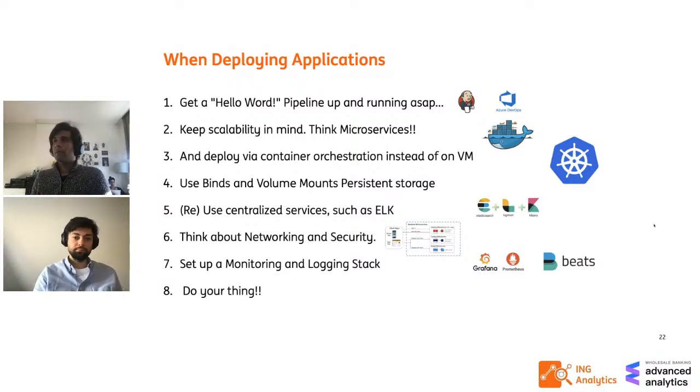First and foremost, we really urge everyone who is looking for this kind of development to get a Hello World app running as soon as possible, using some kind of Jenkins or Azure DevOps pipelines, whichever is running in the organization or is of your preference. We should always keep scalability in mind. That's why we urge everyone to work with microservices, because then your application is decoupled, and one service cannot bring down the whole stack. And it would be nice to deploy via some container orchestration instead of a VM.